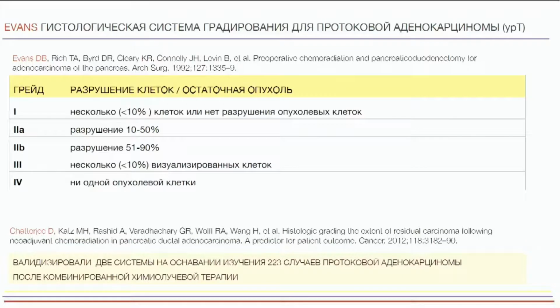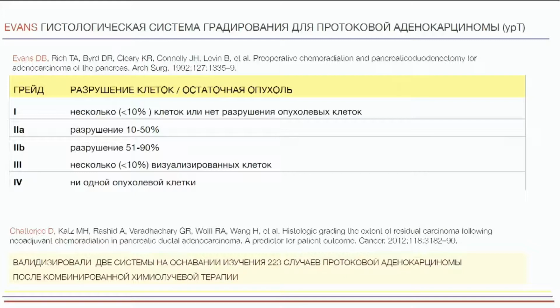And I'm coming back to the system as I promised before. So with the increased grade you see less than 10, 10 to 50, 50 to 90, less than 10%, and Evans 4, where we do not see any tumor cells after neoadjuvant treatment.